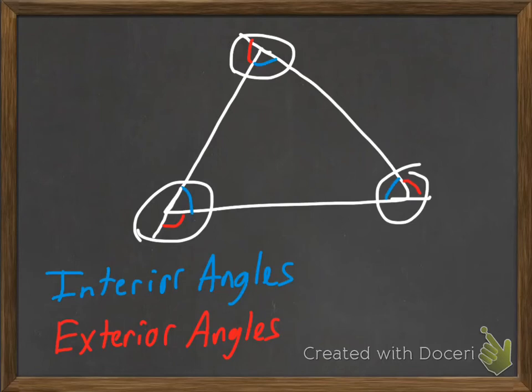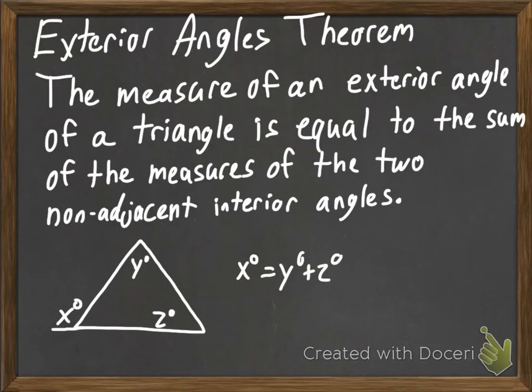Okay, if you look, you see that they make a straight line after you extend that. We know that straight lines equal 180, so we know that each interior angle and its exterior angle should equal 180 degrees together. Well, this brings us to the exterior angles theorem. It says that the measure of an exterior angle of a triangle is equal to the sum of the measures of the two non-adjacent interior angles.